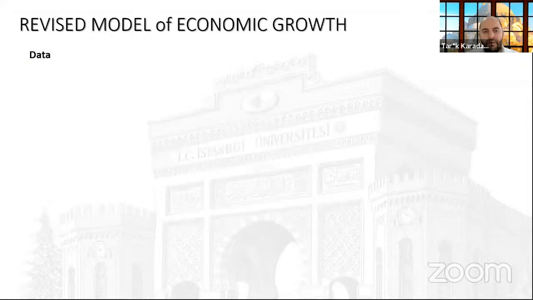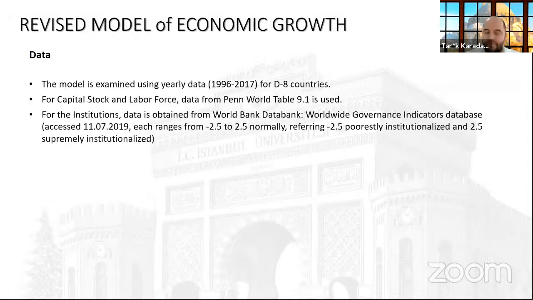To look at the data, we will examine the model using yearly data from 1996 to 2017 for the 8 countries. For capital stock and labor force, we took the data from Penn World Table 9.1. For the institutions data, we got the data from the World Bank DataBank Worldwide Governance Indicators database. The data ranges from -2.5 to +2.5, where the negative extreme says that the country is poorly institutionalized, and the positive extreme says that the country is supremely institutionalized.